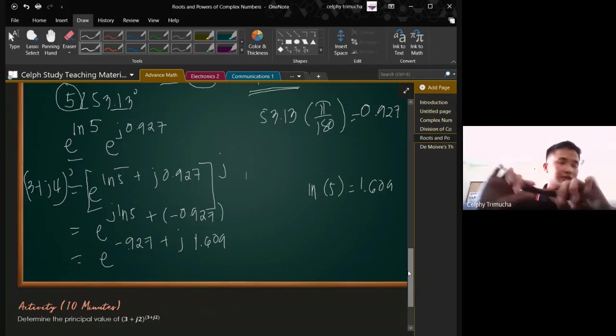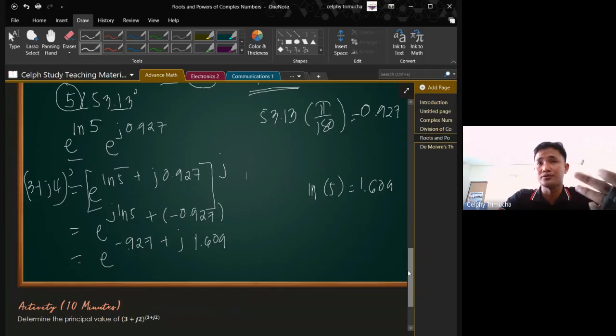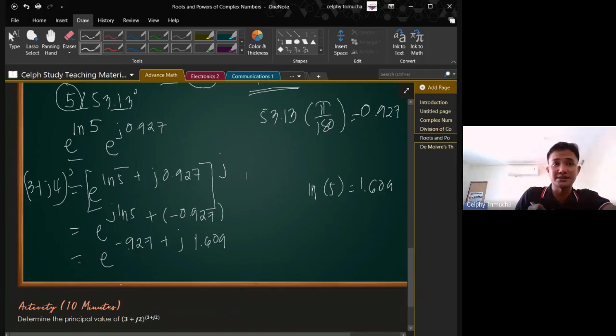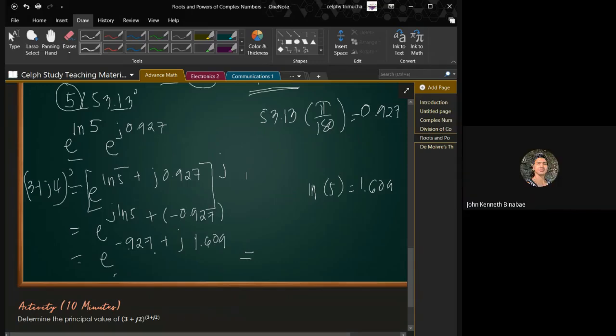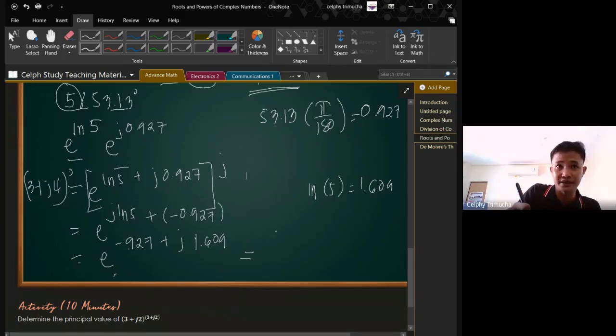Our answer, since we are taking the principal value, should be expressed in polar form. Right now our answer is in exponential form, so what we need to do is convert this into polar form for our final answer. So we separate it: we have e raised to negative 0.927, then on the other part, e raised to j times 1.609.